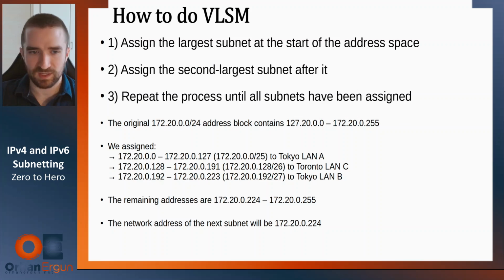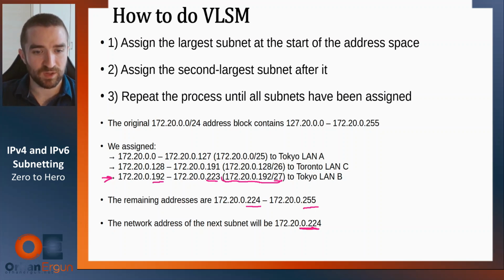Okay, here's that summary one more time. This time we assigned the .192 to .223 range to Tokyo LAN B. This is the subnet address, 172.20.0.192/27. Okay, so the remaining addresses are .224 to .255.